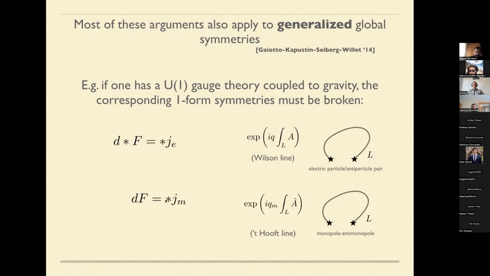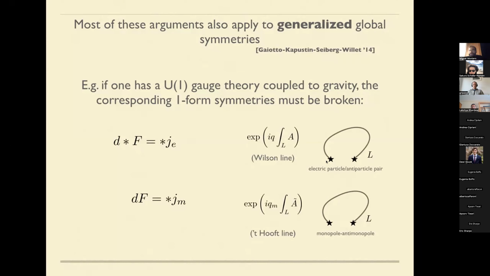And similarly, for magnetic symmetry, you can now open up the 't Hooft line by nucleating a monopole-antimonopole pair. The fact that you can open up the Wilson lines and the 't Hooft lines like this means that the corresponding symmetries are not exact. The symmetry is not conserved.